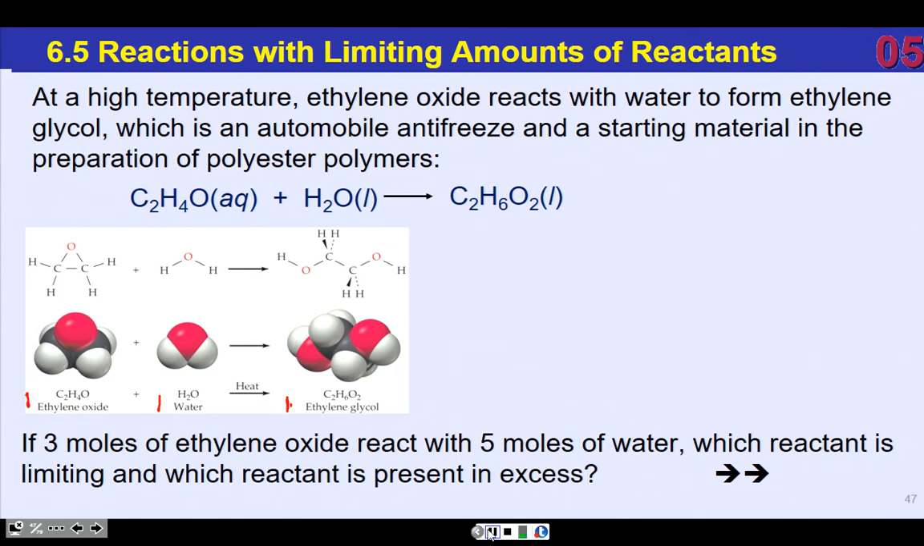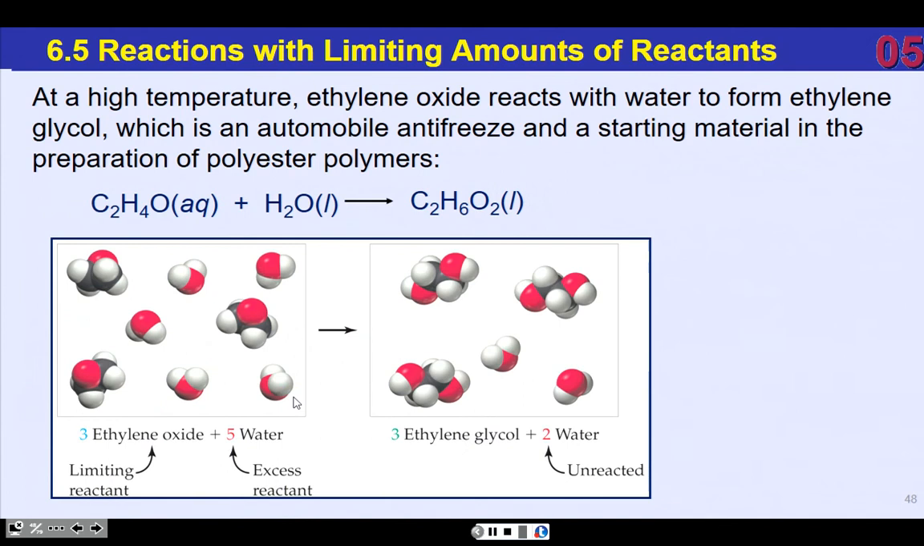And so now we're thinking about how these limiting reactants are going to be described in terms of this particular example. If you have 3 moles of ethylene oxide and 5 moles of water, how do we figure out which one is limiting and which is present in excess? Not too tricky, but let's talk it through.